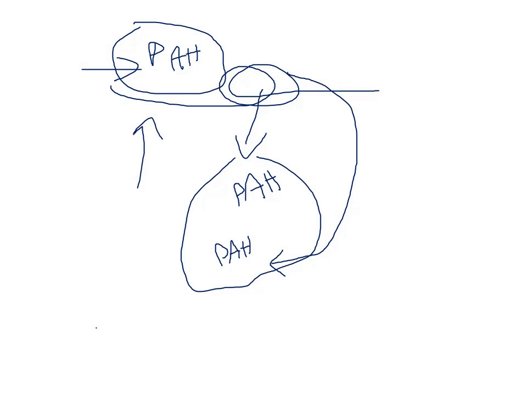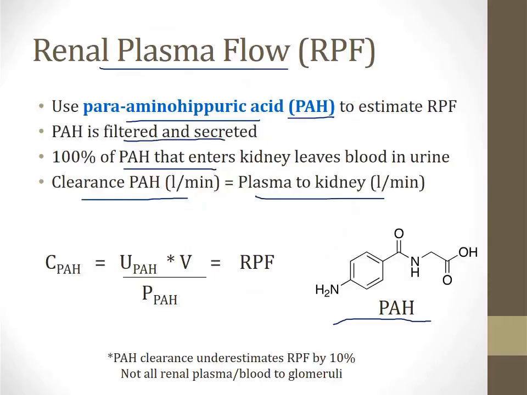This is different than for inulin or creatinine. Those substances were filtered, but some of them were not filtered, and those that were not filtered were returned to the body. In the case of PAH, this does not happen. Instead, any PAH that is not filtered ends up getting secreted into the urine. So in a physiology experiment, we can measure the plasma concentration of PAH, the urine concentration, and the urine volume flow rate and determine the clearance of PAH, and this will be equal to the renal plasma flow.